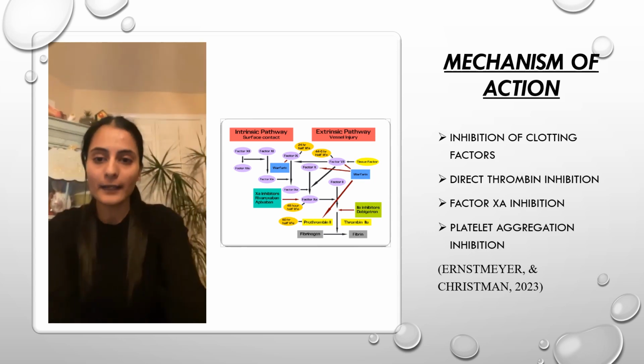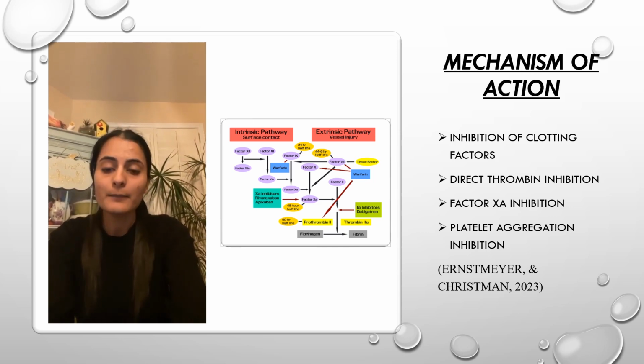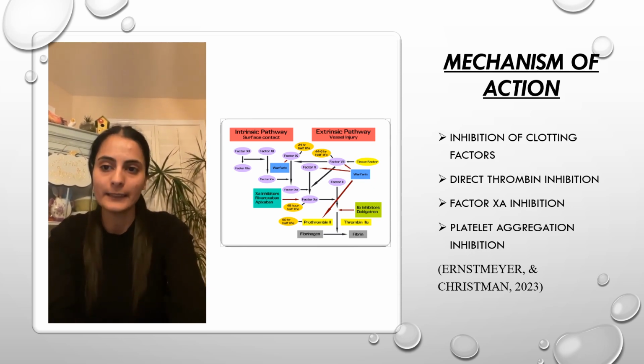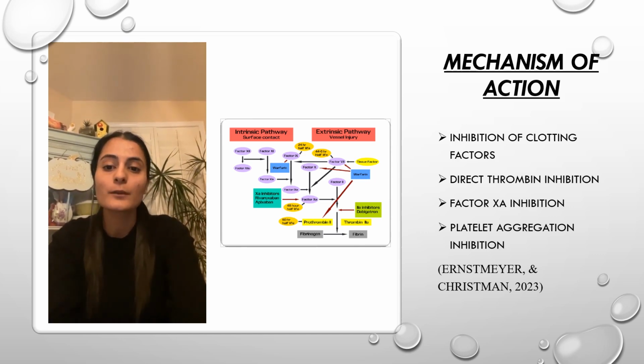Next is the direct thrombin inhibition. So dabigatran is an anticoagulant which directly blocks thrombin, a key enzyme in the clotting cascade. This prevents the conversion of fibrinogen into fibrin, which is a vital step in blood clot formation.